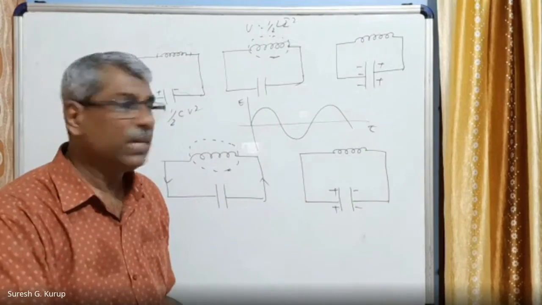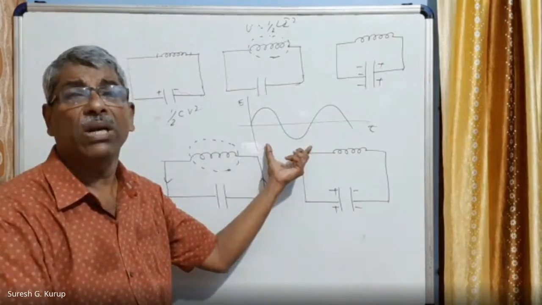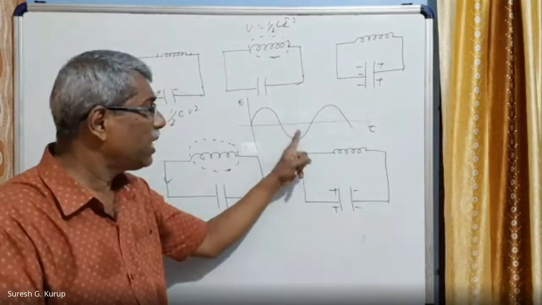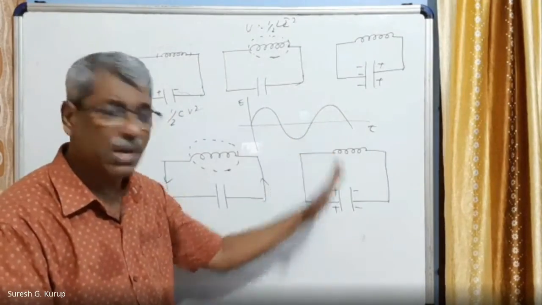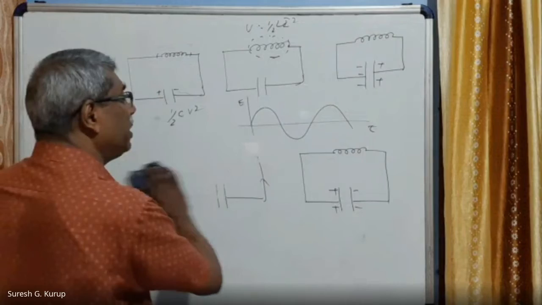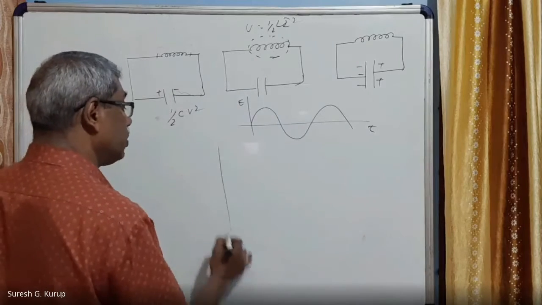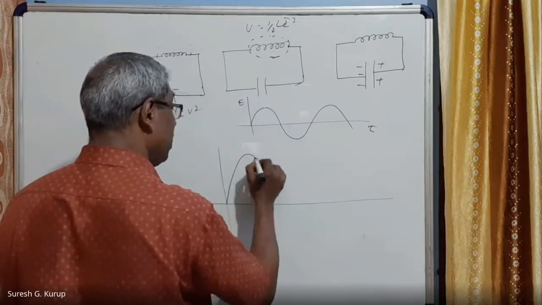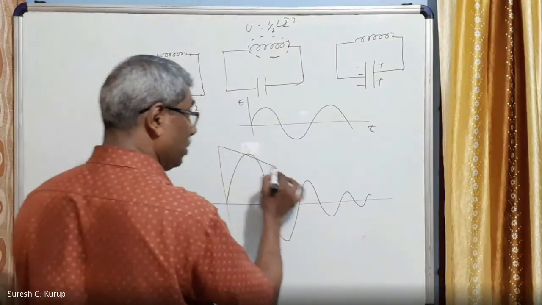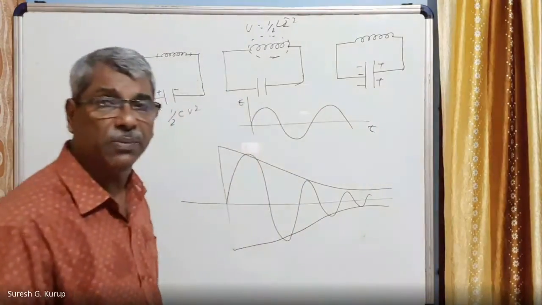So due to that, the EMF obtained in this LC circuit does not have a constant amplitude. This kind of EMF we must get, a sinusoidal EMF. But most of the time, what is happening is that the amplitude of the EMF goes on decreasing and finally becomes equal to zero, though the frequency always remains constant. So this is the condition. In the earlier time, the amplitude is a very high value, then goes on decreasing like this, and finally becomes equal to zero.